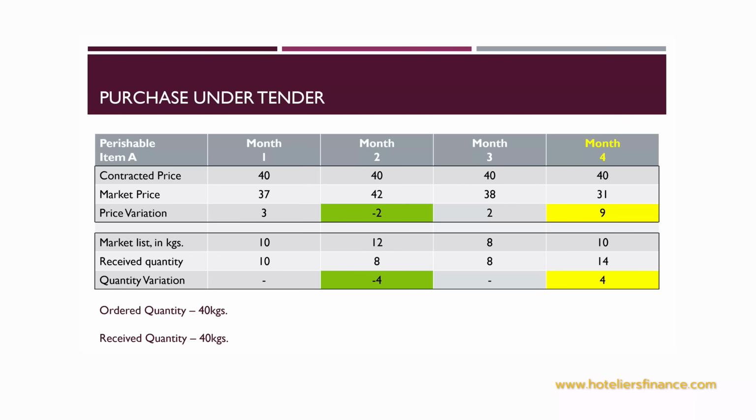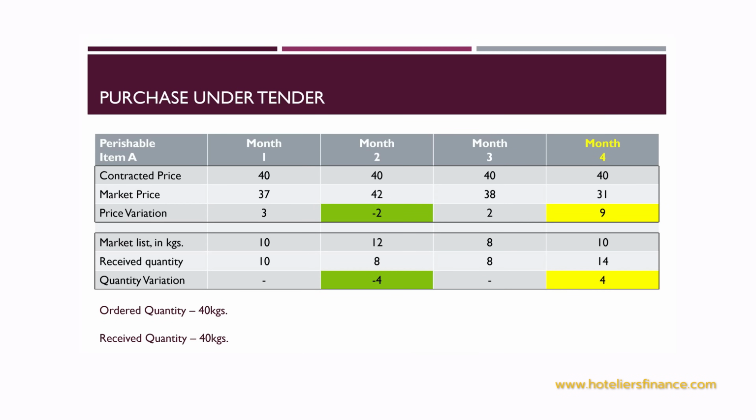Now here you can see, I have taken one product, item A, and I have taken data of 4 months: first month, second month, third month, and fourth month. For item A, there's a contracted price of 40. So every month they have to pay 40 because it's a tendered price, decided by the tender. So the hotel has to pay 40 baht for the product per kg. That's a contracted price, so there's no price variation.